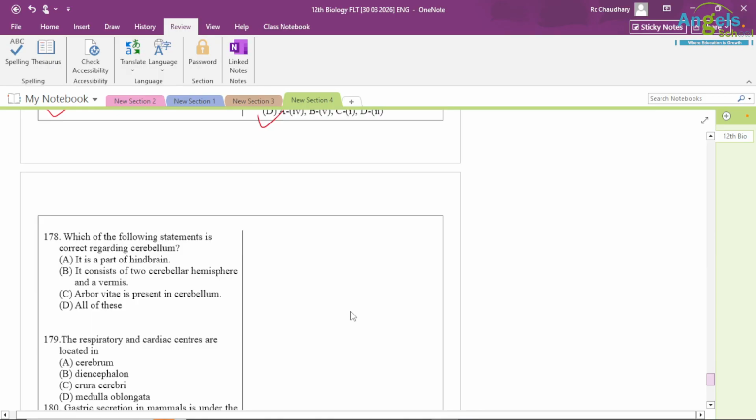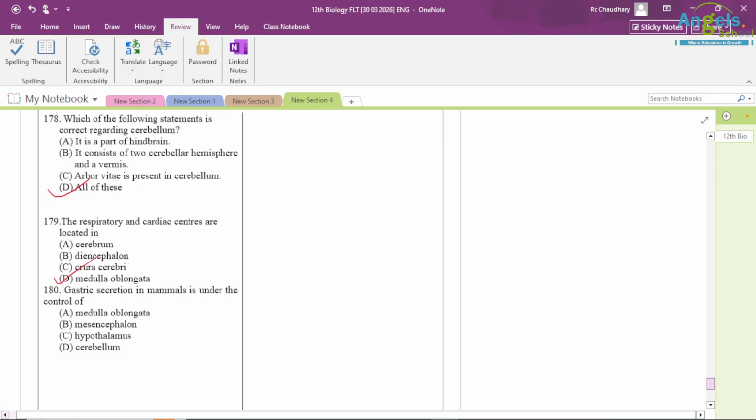Question 178. Which of the following statements is correct regarding the cerebellum? It is a part of the hindbrain, consists of two hemispheres, and arbor vitae is also present. So D option is correct. The respiratory and cardiac centers are located in the medulla oblongata, and gastric secretion is also under control of the medulla oblongata.